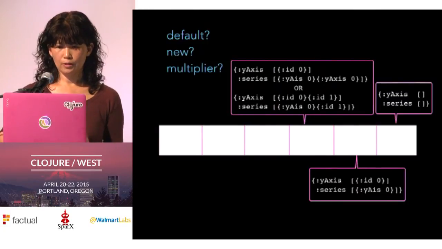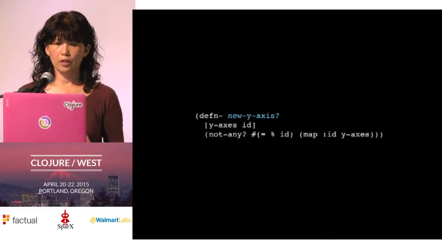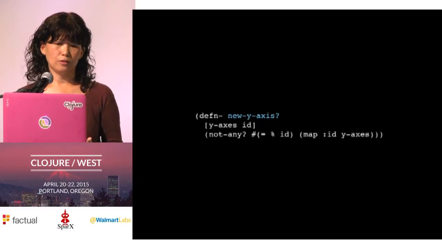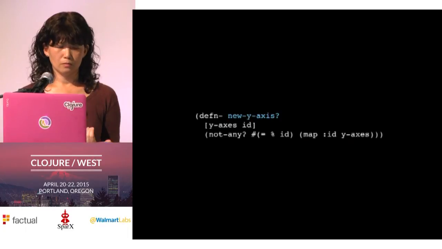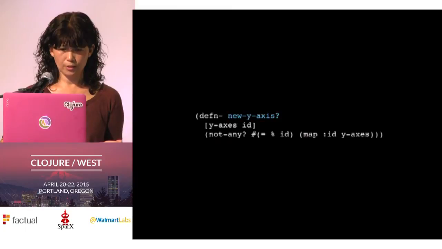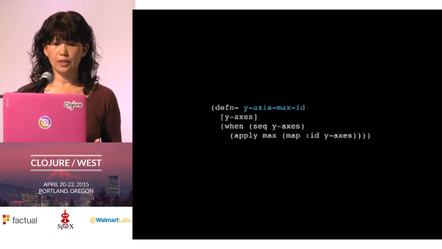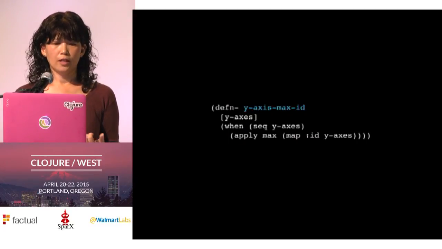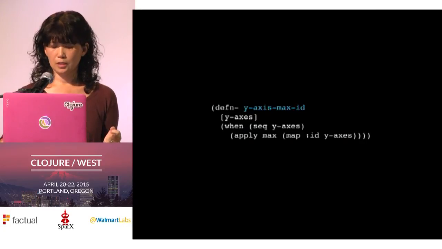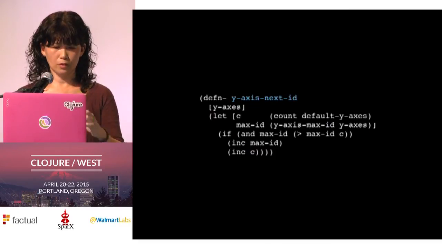I work through, and a few of the functions that I can show are the new-y-axis? function, which returns true or false to say if the data requires a new y-axis or not. Another function is y-axis-max-id, which will return the ID of the y-axis that has the max value amongst all y-axes. And y-axis-next-id would return the next ID to assign given the current y-axis.